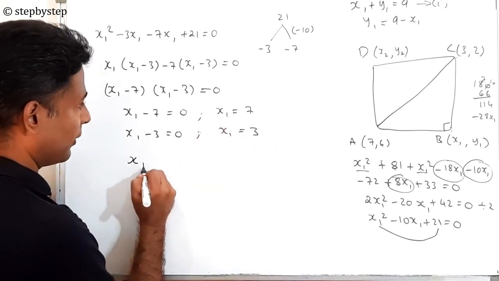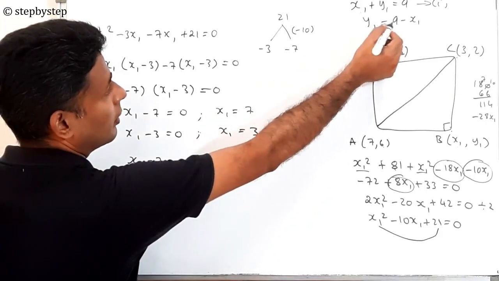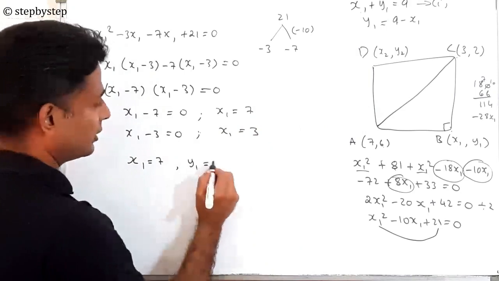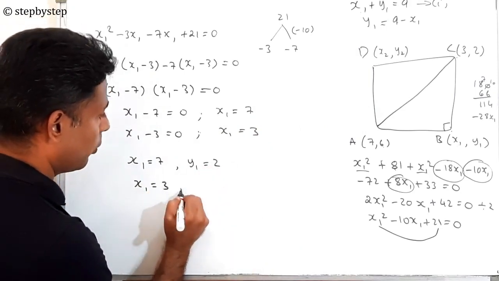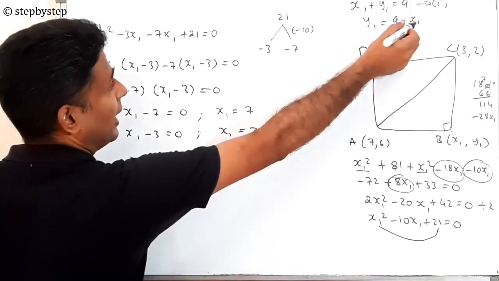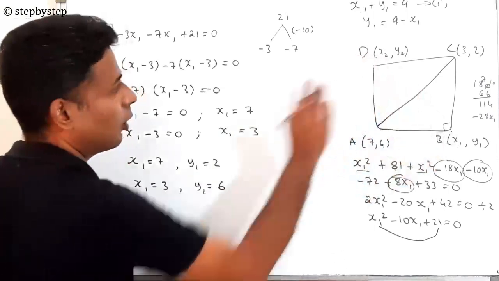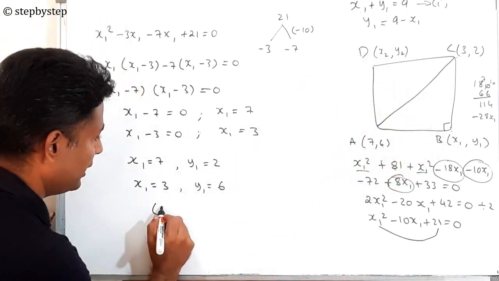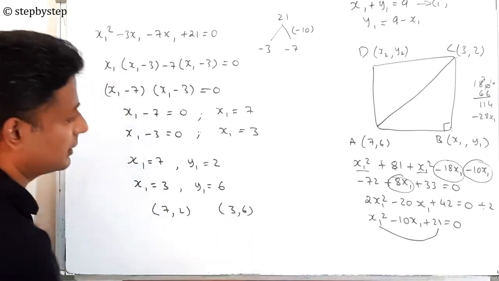So when x1 equal to 7, what will be y1? From here 9 minus 7, so y1 will be 2. And when x1 is equal to 3, what will be y1? y1 will be 9 minus 3, that is 6. So we have found both the coordinates. So one coordinate will be 7, 2 and the other coordinate will be 3, 6.